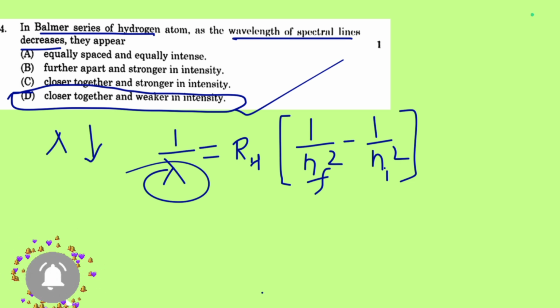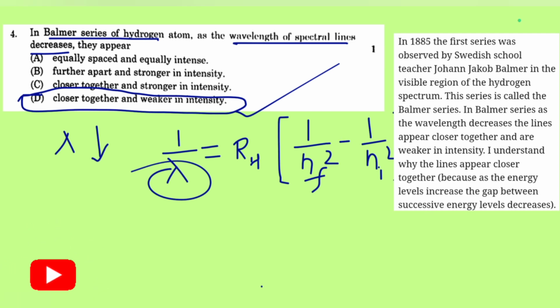I can give you a small proof for this question. You may find the simple reference for this question here, in which it is written: in 1885 the first series was observed by the Swedish school teacher Johann Jakob Balmer in the visible region of the hydrogen spectrum. This series is called the Balmer series.